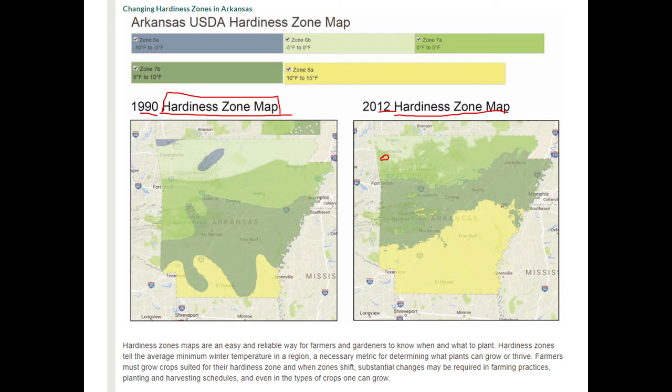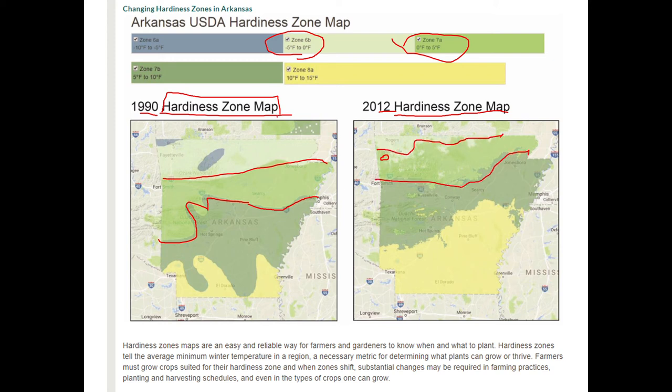First off, we've just gotten better at it. We've gotten higher resolution. You can see how the lines here are much more precise versus the blobs over here. But you can see how everything's migrated north, right? So here we've got 7A. In 1990, I wouldn't be planting for what zone 7A says. I'd be planting for what zone 6B says. I'd actually be planting later on. Instead of planting around April 15th, I'd be planting around May 1st. So these things have migrated north due to the warming in just the 20-year period this represents.